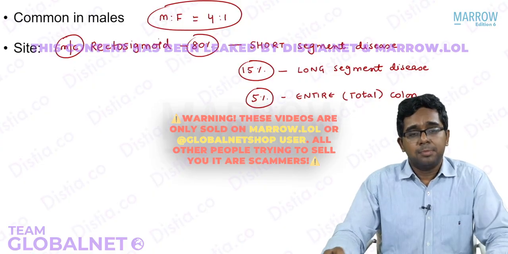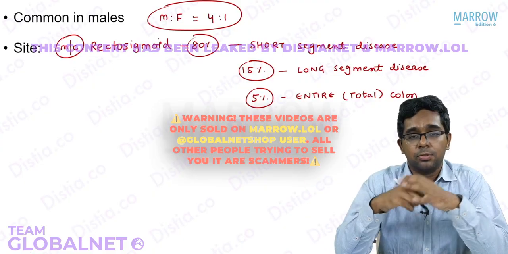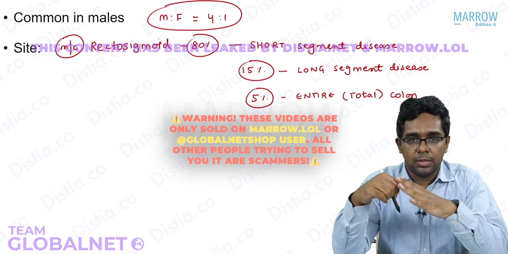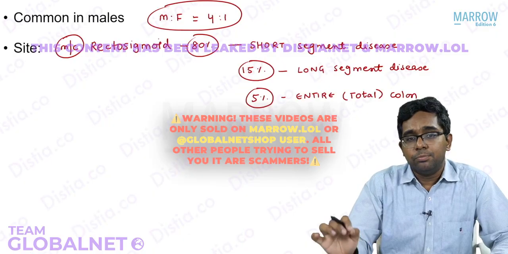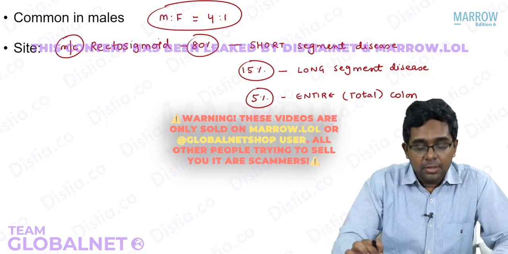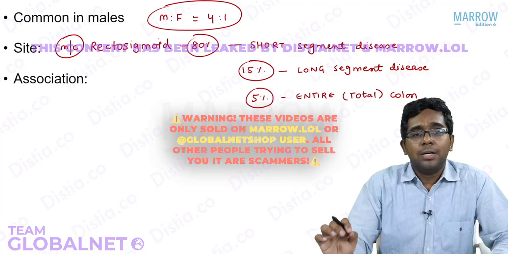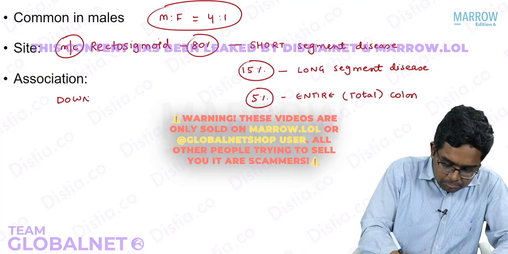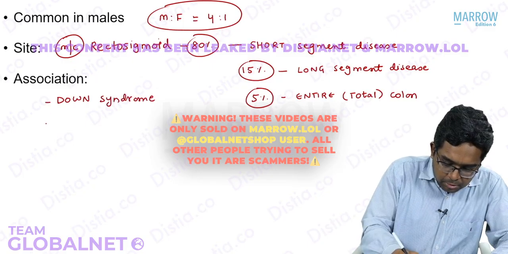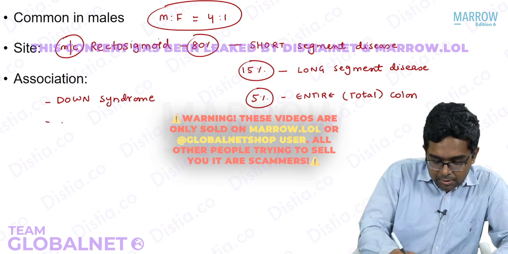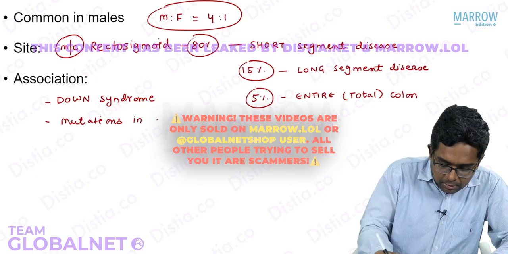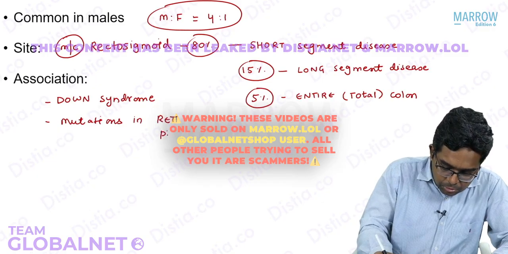But for all practical purposes and for your exam questions also, you will get cases of rectosigmoid type of Hirschsprung disease only, because that is the most common overall variety of Hirschsprung disease. Some of the important associations include Down syndrome, and another important genetic defect associated is mutations in RET proto-oncogene.